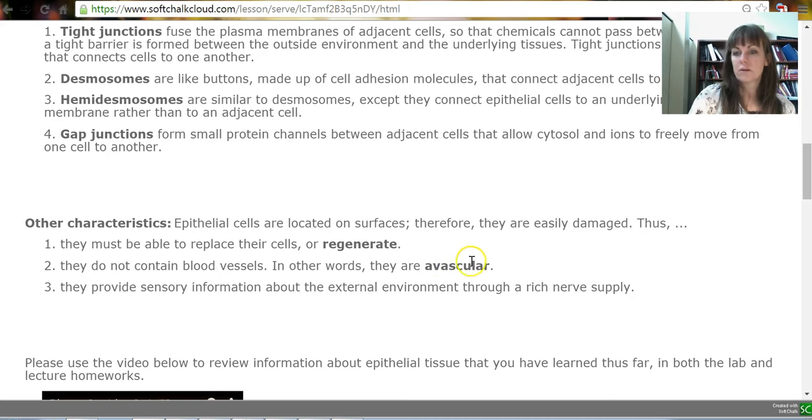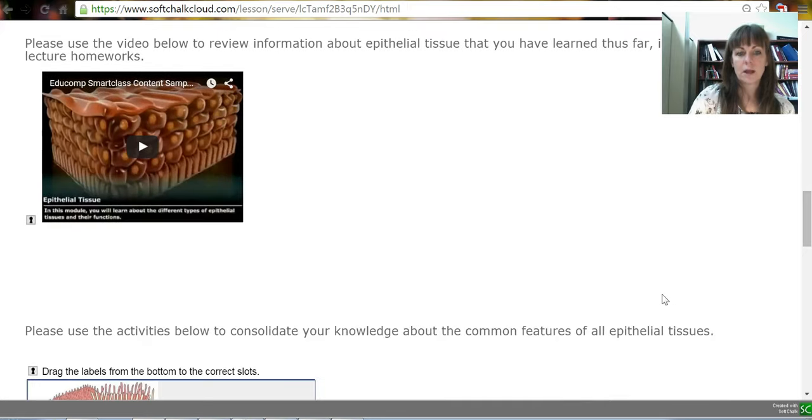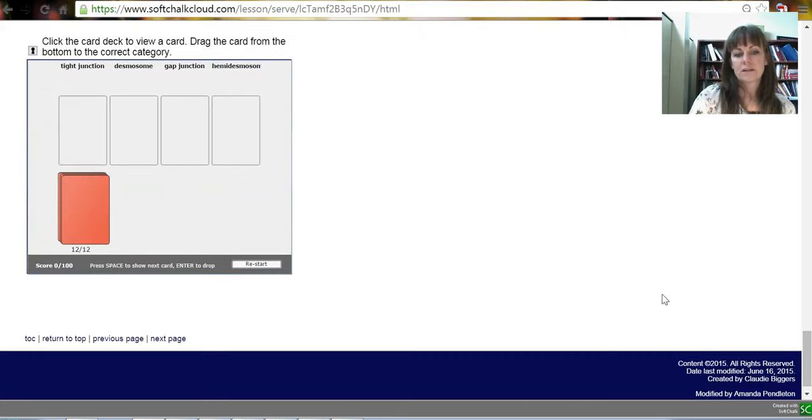They're avascular, meaning they don't have any blood vessels. And they do provide sensory information to us, so we do have nerves up in epithelial tissues. Okay, and again, these are some activities to help you learn this material more.